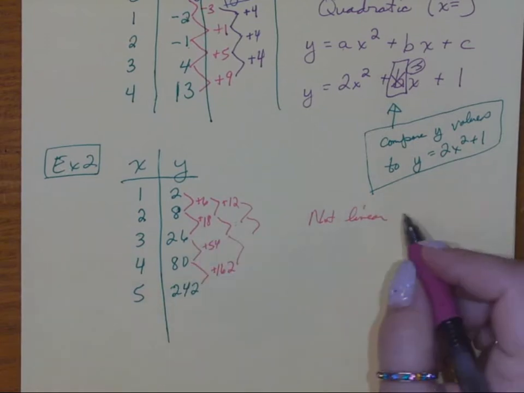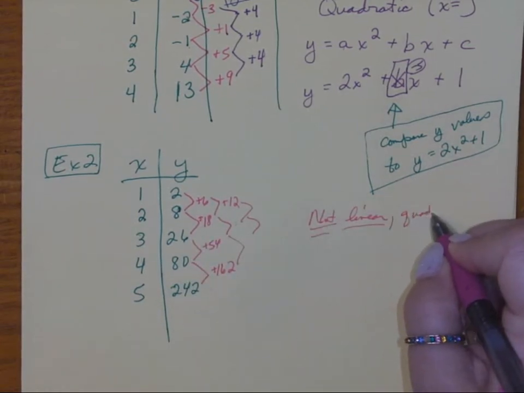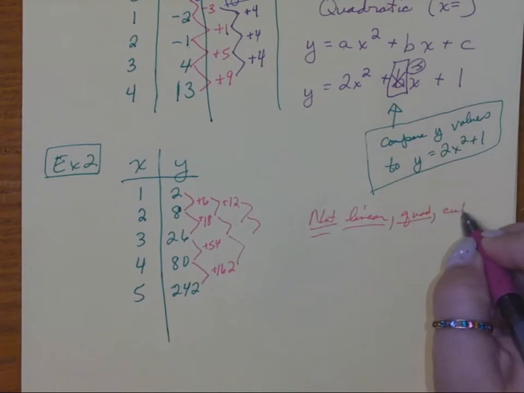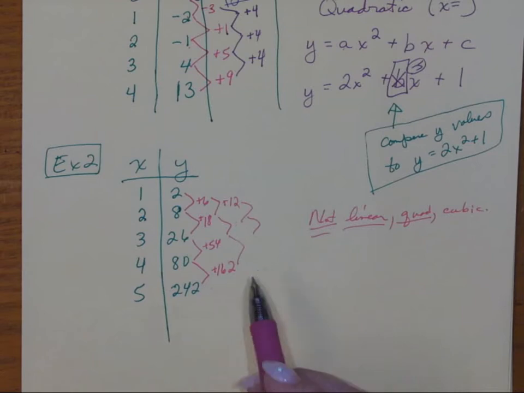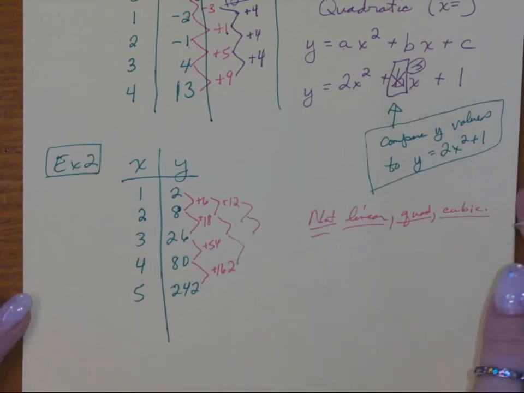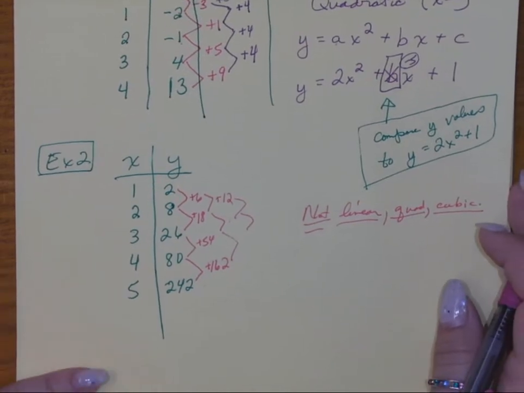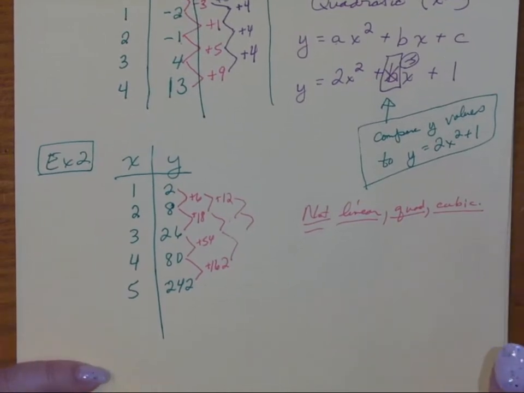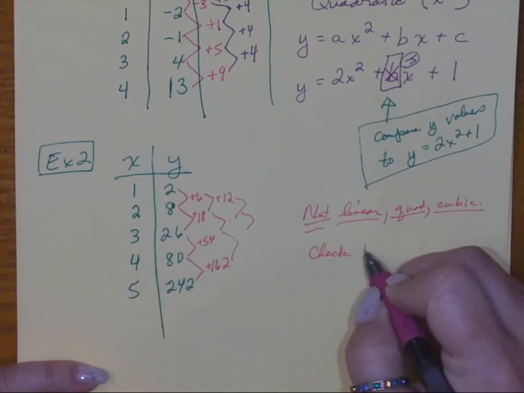You can double check me and make sure it's not quadratic and make sure it's not cubic. Okay, so check the second differences and the third differences and see what they are. I just didn't write them down because I knew what it was. But you can certainly check those and make sure, and then tell me it's not linear, it's not quadratic, it's not cubic. So I'm going to check for exponential.